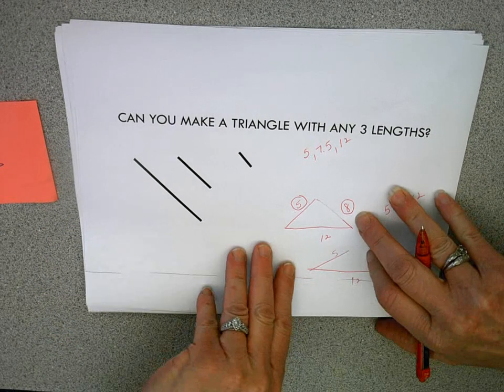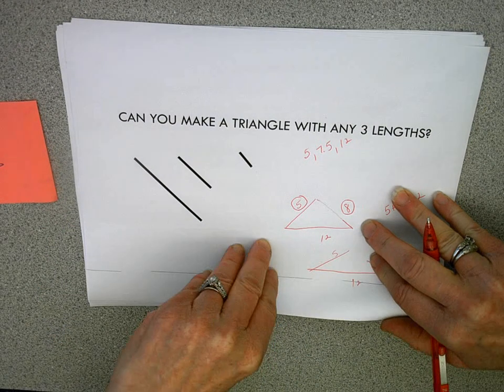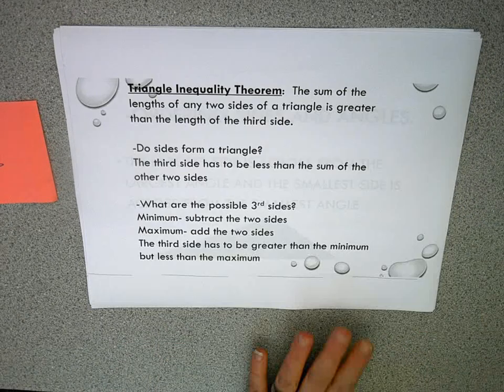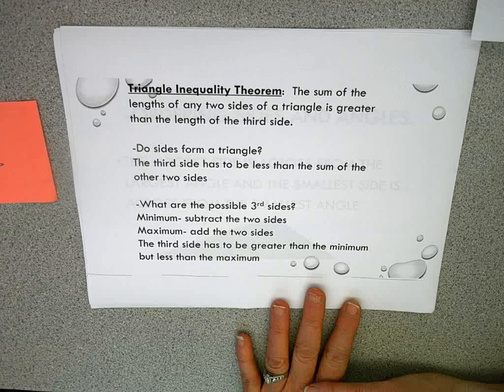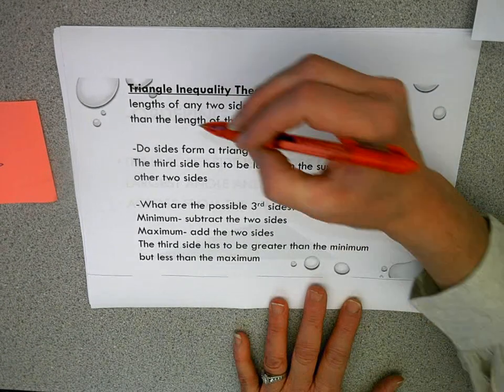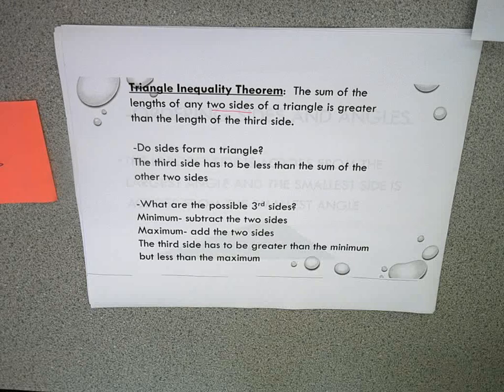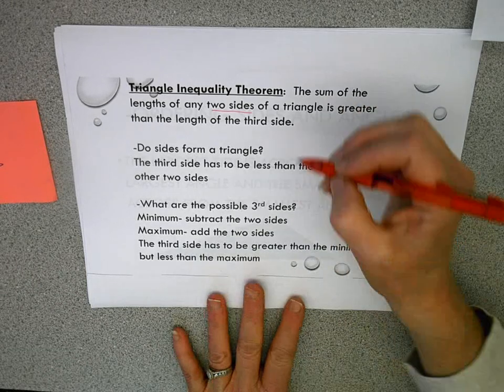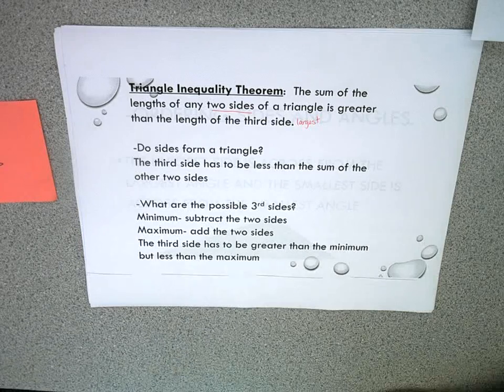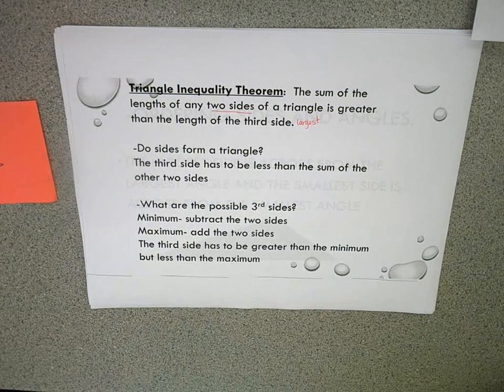Okay, so we're going to write that down in your notes. It says triangle inequality theorem: the sum of two lengths of a triangle is greater than the length of the third side. Try to always use the third side as the largest side. So this was our largest side when we look at it. The third side has to be less than the sum of the other two sides.